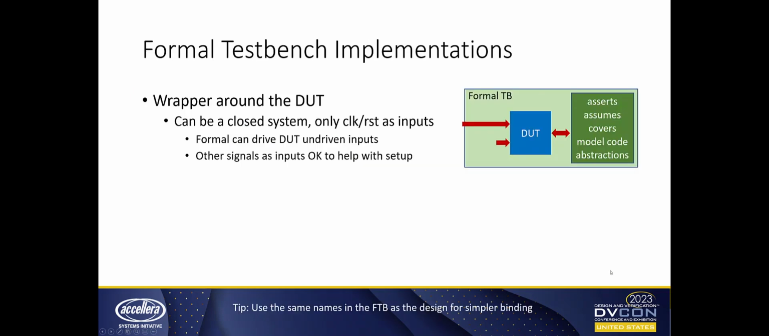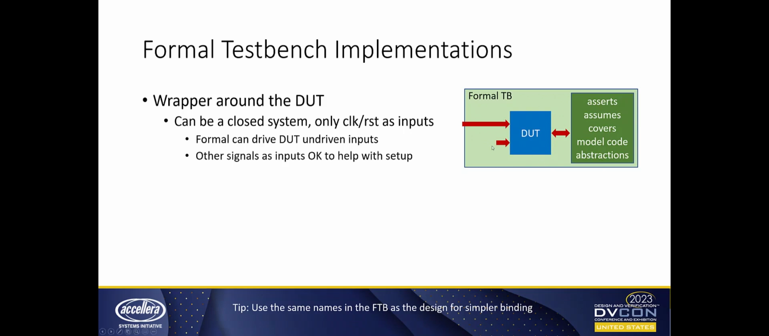We'll take a look at the two primary ways a formal test bench is implemented. The first one is very similar to how a simulation test bench is implemented, in that the formal test bench is there and the DUT is instantiated within the formal test bench. And of course, as part of the formal test bench, you're going to have your properties, so your assertions, assumptions, and cover statements, modeling code, abstractions. So all of these components are part of the formal test bench.